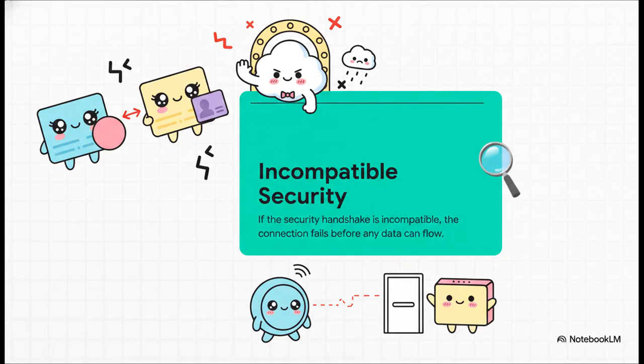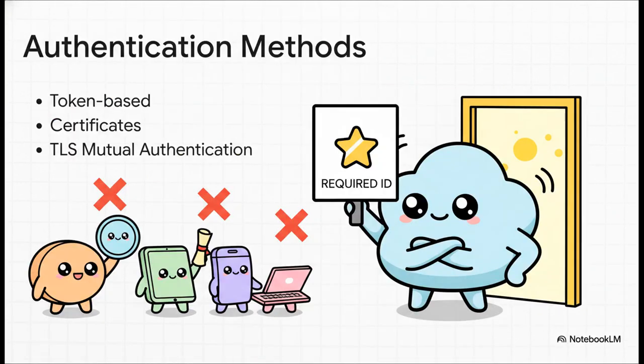So if your device shows up with one type of ID, but the platform's bouncer is looking for a totally different one, nope, the door stays shut. The connection is refused right there at the digital handshake. And you guessed it, just like with protocols, there's no single standard for security either. Some systems just use a simple token.